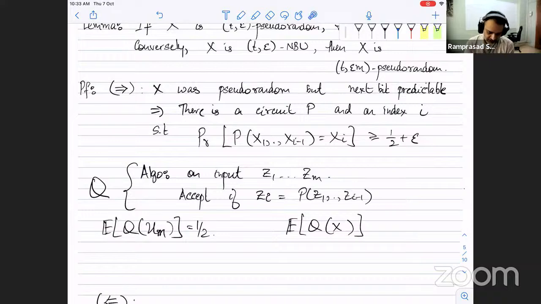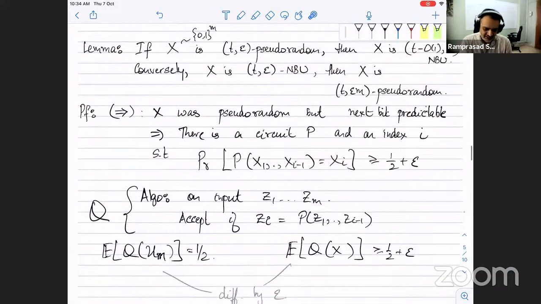Now notice, if this Z1 through Zm was actually distributed according to X, then this P was supposed to get it right with probability at least half plus epsilon. So the chance of this Q accepting is going to be at least half plus epsilon. But then the expected behavior seems to differ by epsilon. And that's a contradiction to the fact that X was pseudorandom, because you just built a distinguisher that seems to be able to tell apart the distribution X from the uniform distribution, with a difference of at least epsilon.